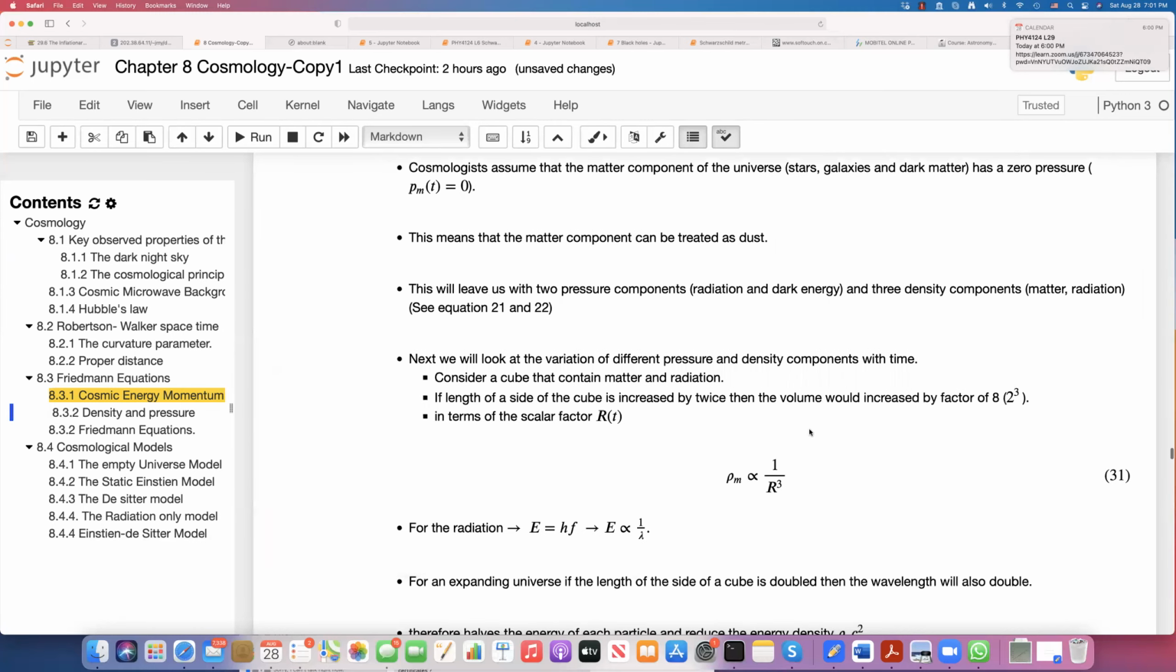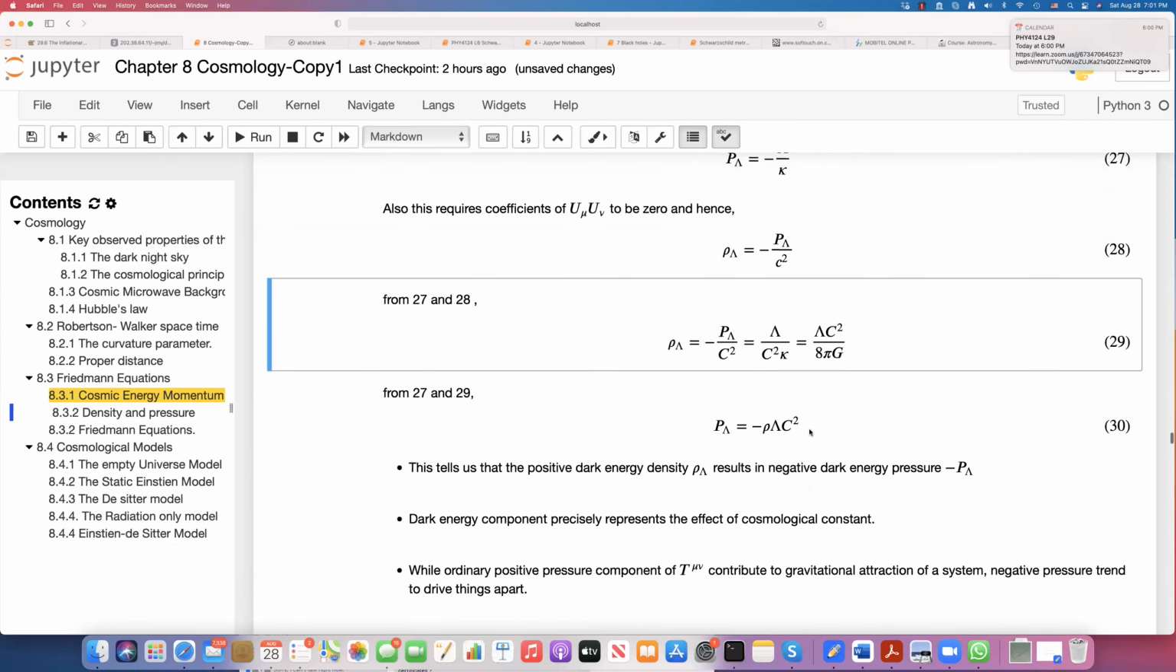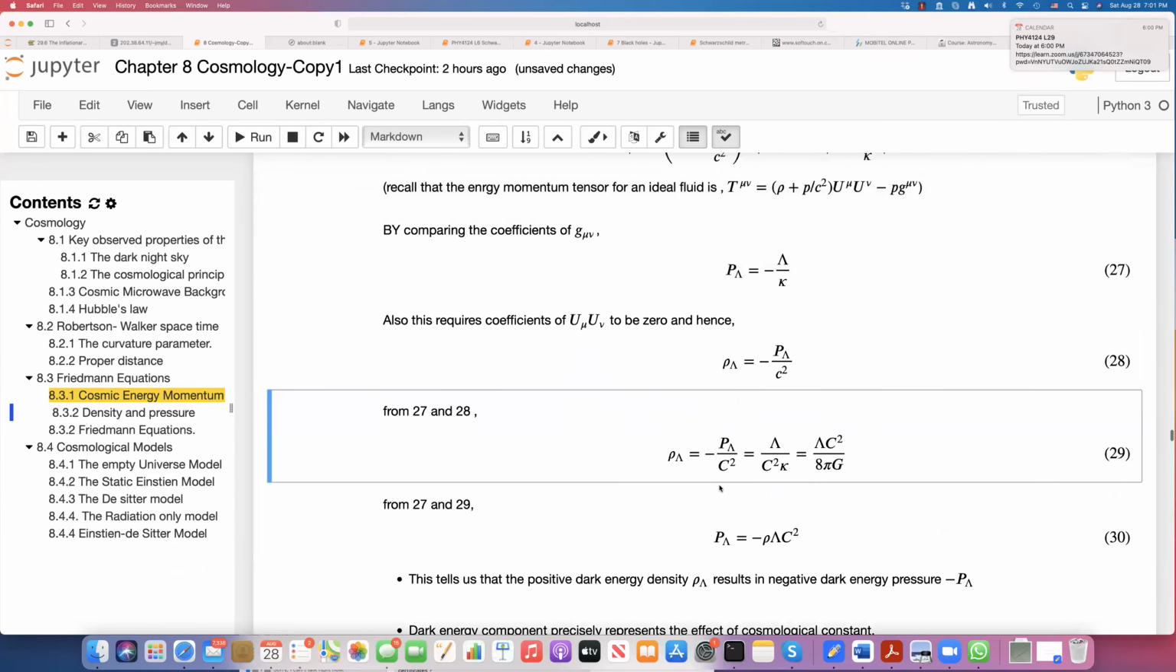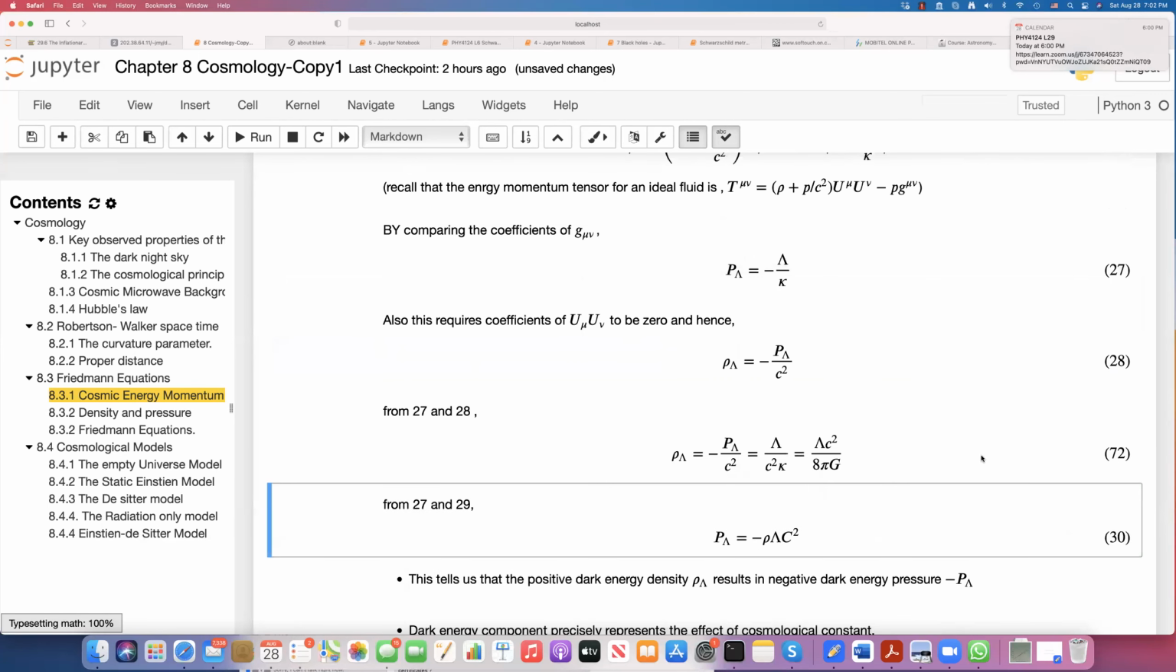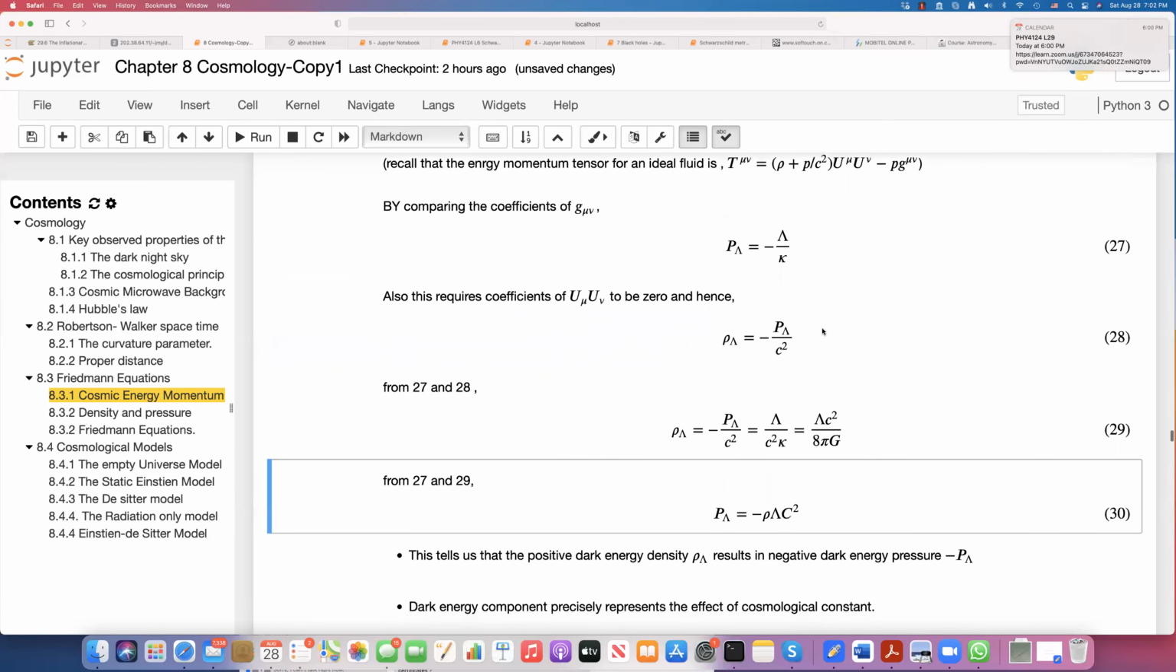Let me just make that correction straight: C squared. So I just made some corrections for the terms.